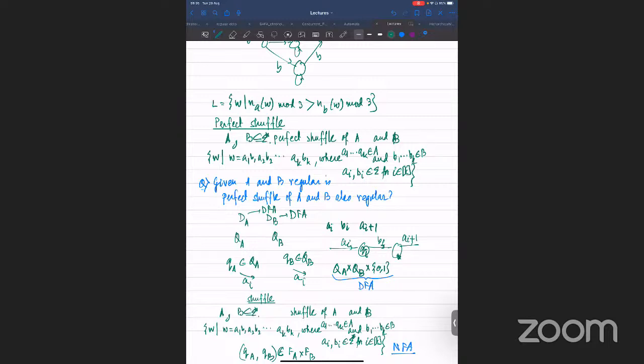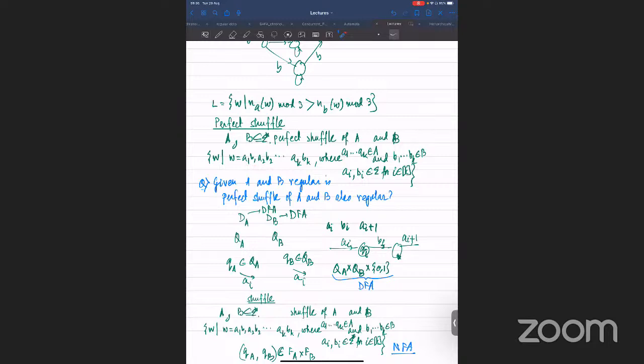You are given two languages A and B, which are subsets of sigma star, and the perfect shuffle of A, B is W equal to a1, b1, a2, b2, up to ak, bk, where the string a1 to ak belongs to language A, and the string b1 to bk belongs to language B. And ai, bi are letters, so they belong to the alphabet sigma. The perfect shuffle takes one letter from each of the strings: a1 followed by b1, a2 followed by b2, and so on, correct?